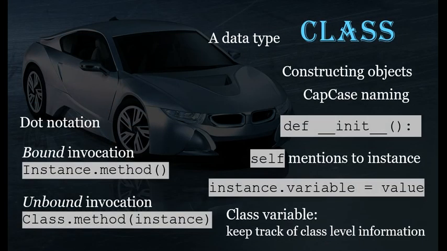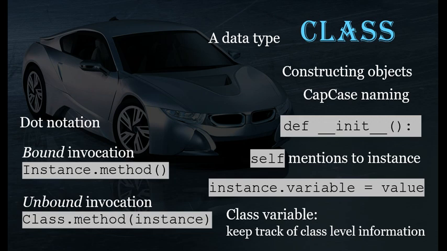Classes are practically data types that construct objects. They have the CapCase naming convention. With this syntax, def init, we initialize instances of the class, and we pass self, the special word self, as the first argument to the class to mention the instance itself. This syntax assigns a value to an instance variable: self.variable equals value. We also have class variables that keep track of class level information.